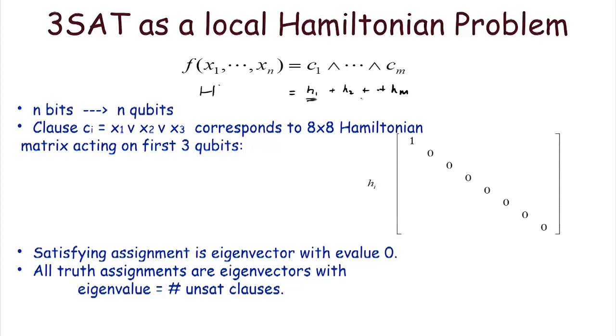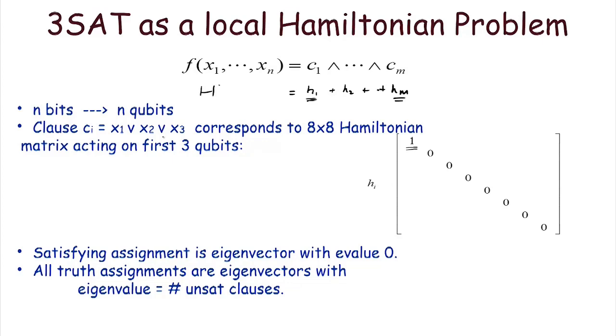So you just have the corresponding terms. And now, each of these H sub i's acts non-trivially only on 3 qubits, and it acts as the identity everywhere else. So your satisfying assignment does not get an energy penalty on any of the terms of the Hamiltonian. So it's an eigenvector with eigenvalue 0, so the ground energy is 0. But any arbitrary truth assignment is an eigenvector with eigenvalue equal to the number of unsatisfied clauses.